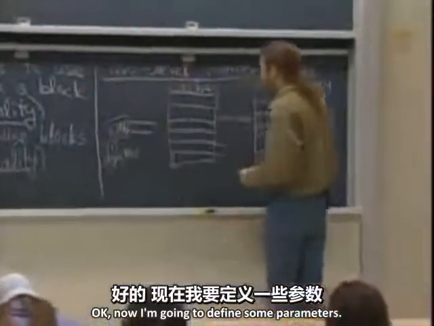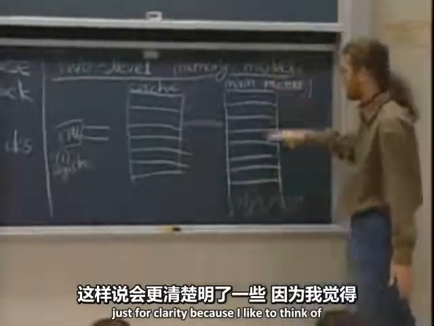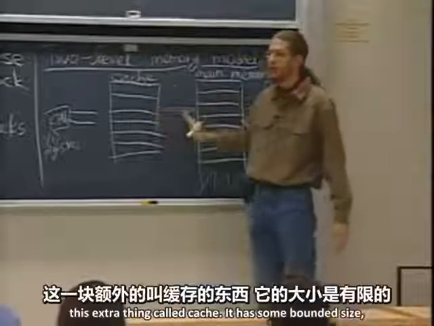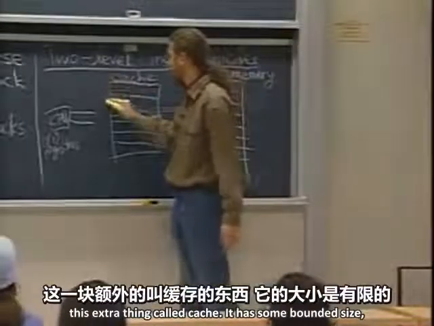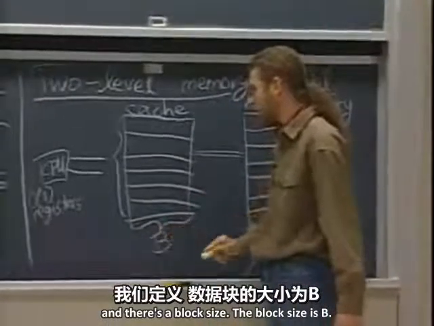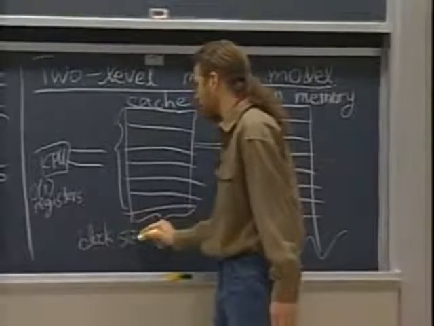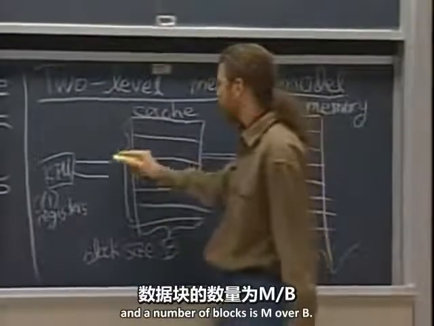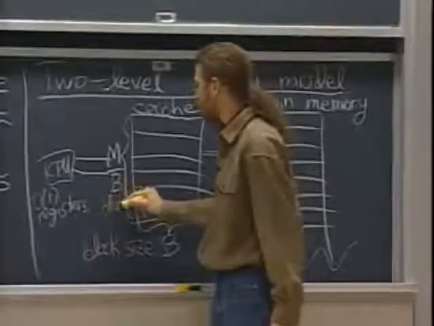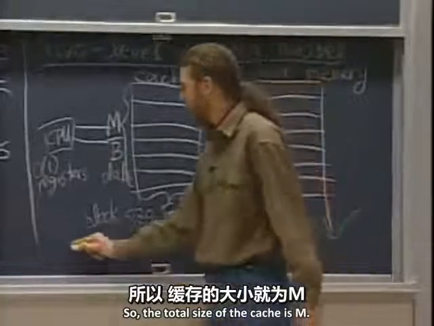Okay? Now I'm going to define some parameters. I'm going to call them cache and main memory just for clarity, because I'd like to think of main memory as just the way it used to be. And now all we have to worry about is this extra thing called cache. It has some bounded size, and there's some block size. The block size is B. And the number of blocks is M over B. So the total size of the cache is M.